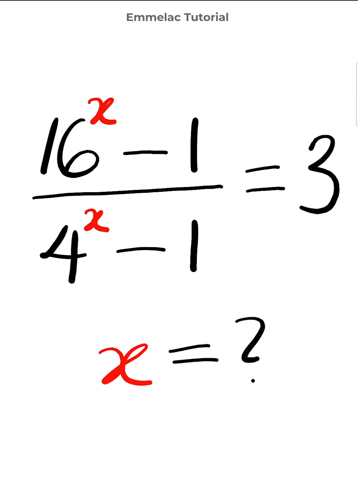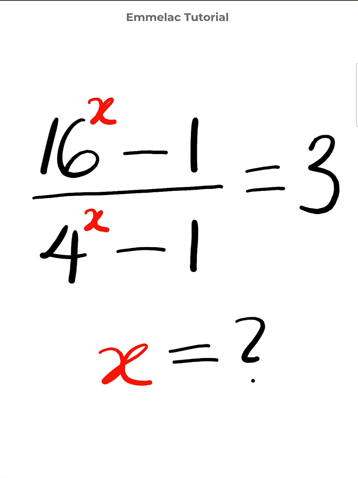Welcome to Numerical-Online tutorial. Now let us look at this interesting exponential equation. Here it reads that (16^(x) - 1) all over (4^(x) - 1) all equals 3, and we have to find the value of x that makes the whole equation valid.